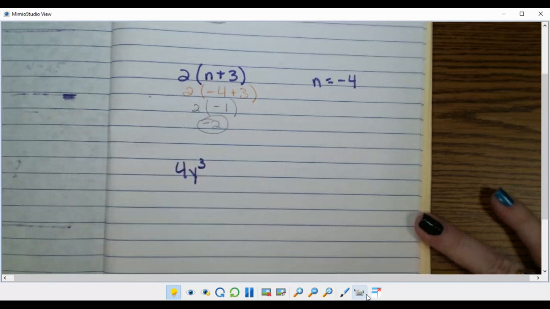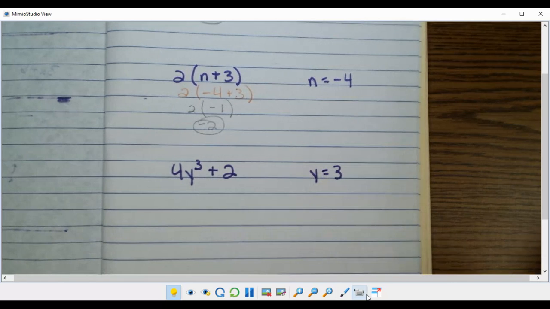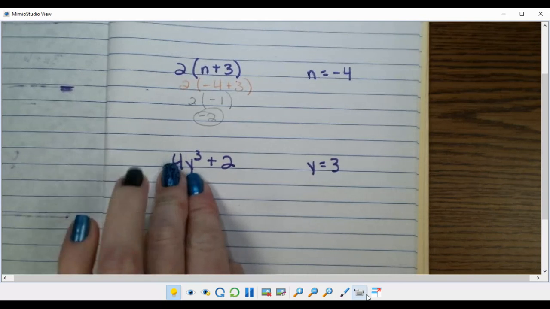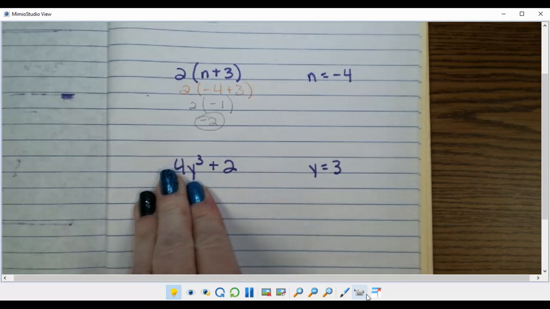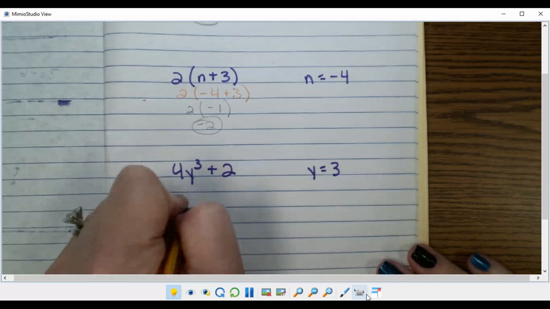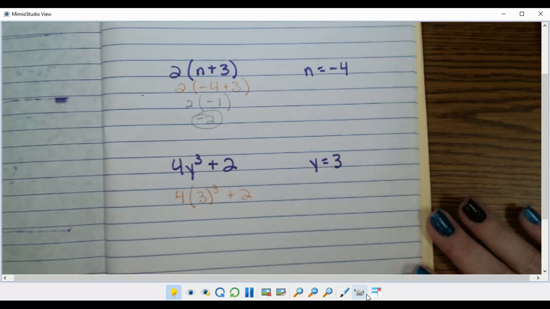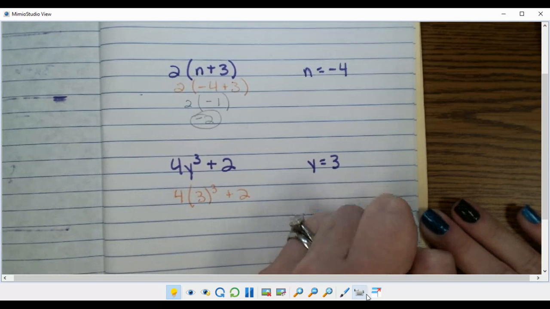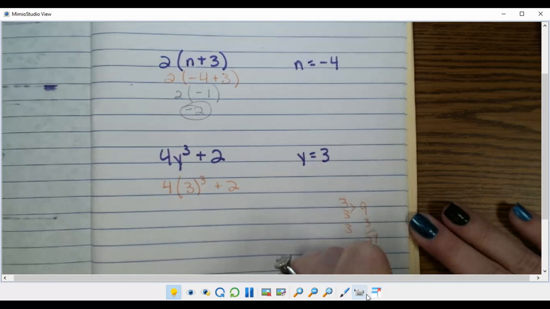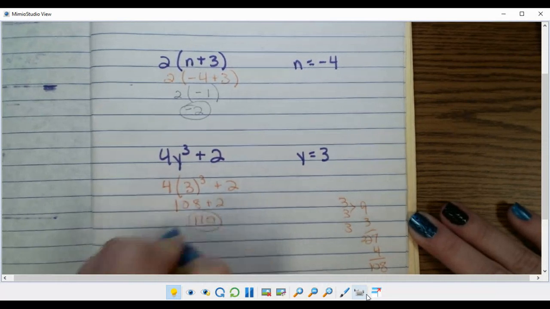4y cubed, exponent of 3 we read as cubed, plus 2. And y equals 3. Now, if this messes you up, if you're like, well, does that go in? Write it out. 4 times y times y times y, right? There were 3 y's. So if I was to do it with the numbers, 4 times 3 times 3 times 3. You could write it out if it makes more sense, and then keep that. All right, so 3 times 3 is 9, times 3 is 27, times 4 is 108, and we add them together, and my final answer is 110.